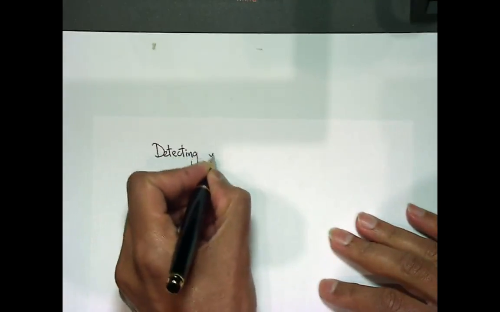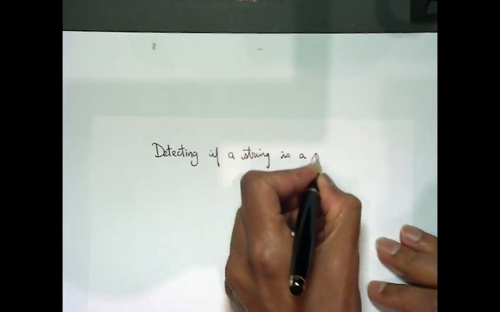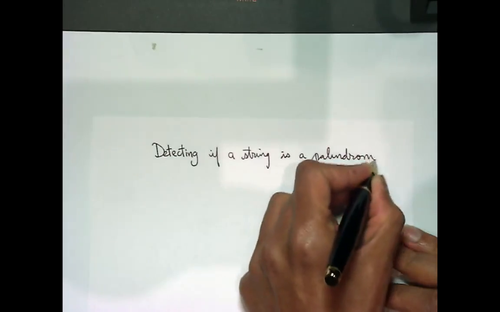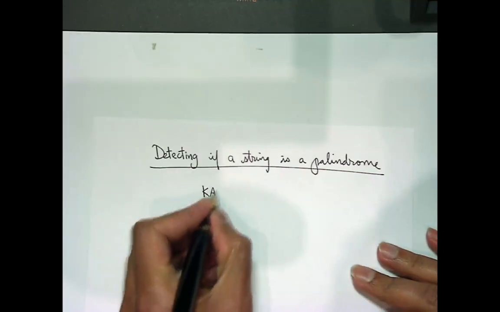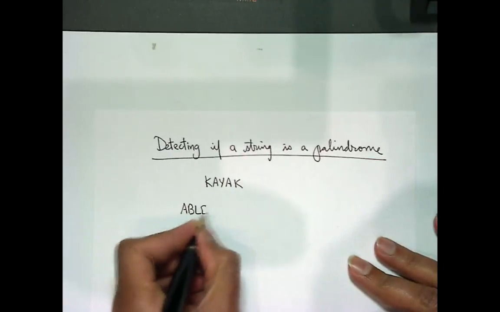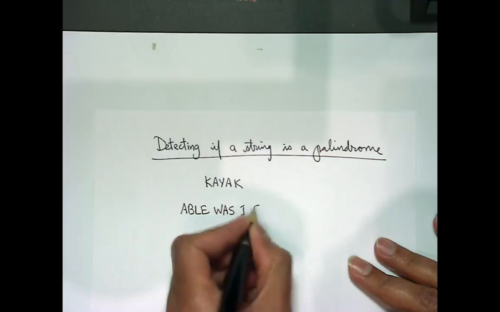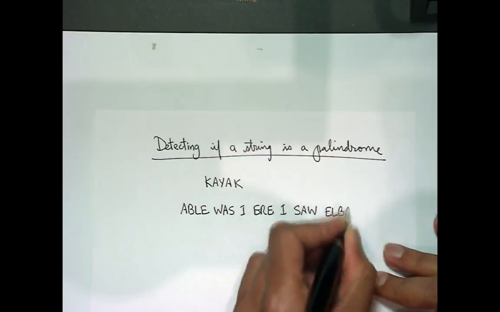Detecting if a string is a palindrome. A palindrome is a string where, let's just say you ignore spaces, if you reverse it, you get the same string. Kayak is an example. What is it? Able was I, or I saw Elba is an example.